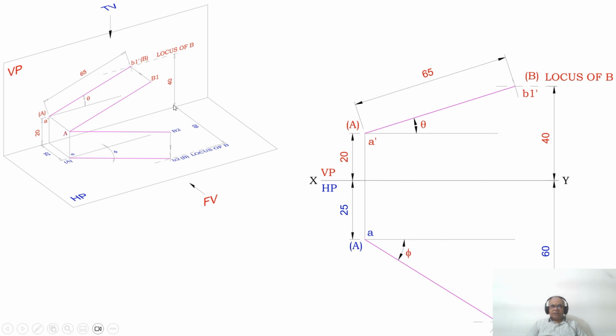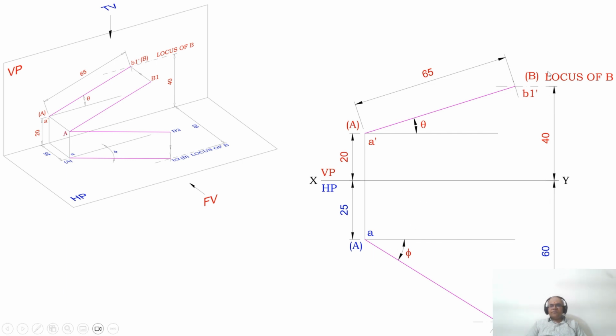Now what I am doing is, I am taking this above HP. So this distance, when you look from the front view, can be seen in the vertical plane. So from the xy line, you measure 40 mm, you draw a horizontal dash dot line, and you mark that as the locus of B. Similarly, from the xy line, you measure 60 mm below the xy line, you draw a horizontal dash dot line parallel to xy. Then you mark that as the locus of B in the top view.